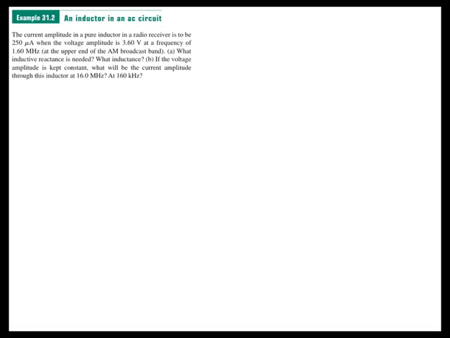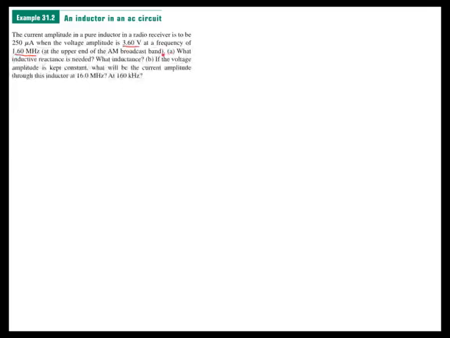We're going to look at an inductor that's in an AC circuit. And this particular circuit's in a radio receiver. The current amplitude through the inductor is to be 250 microamps when the voltage amplitude across the inductor is 3.6 volts at a frequency of 1.6 megahertz. And this frequency is at the upper end of the AM broadcast band.